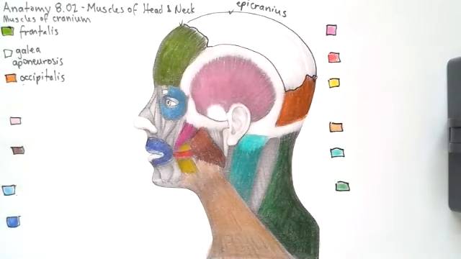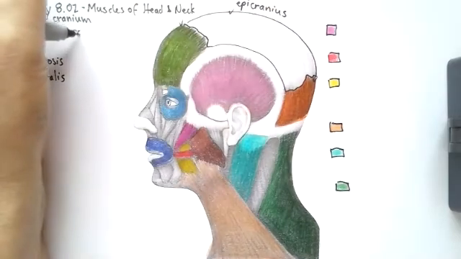So some of these we're going to do just the name. Some of these we're going to do name and action. Most of these will do name and action. And then some will do action, origin, and insertion. So here we have the frontalis raises the eyebrows.